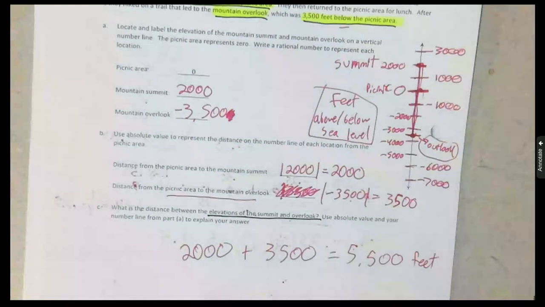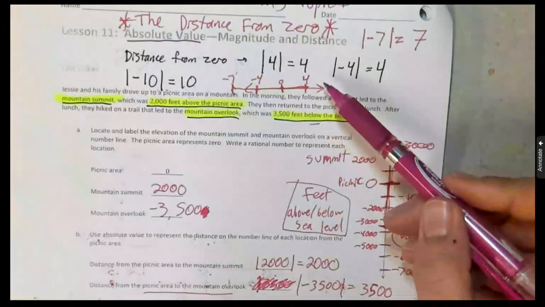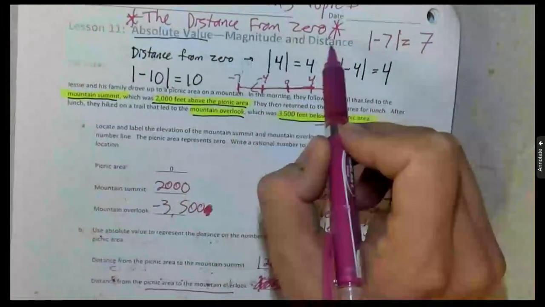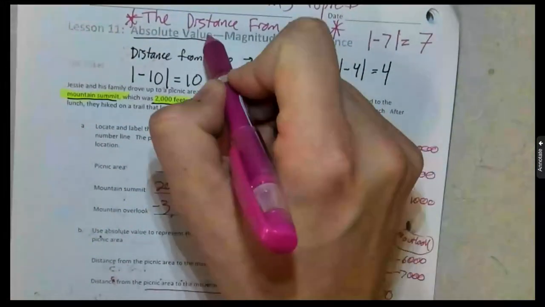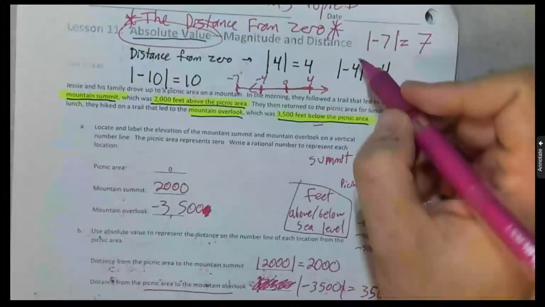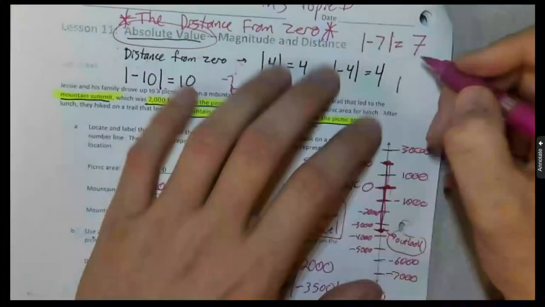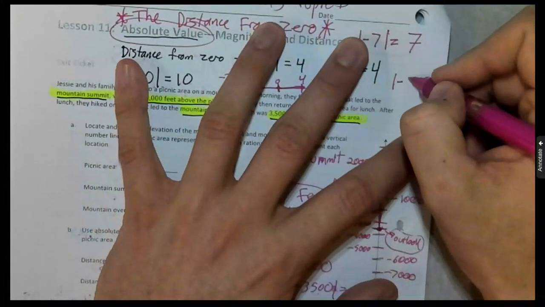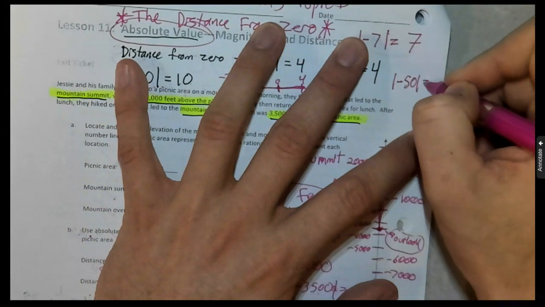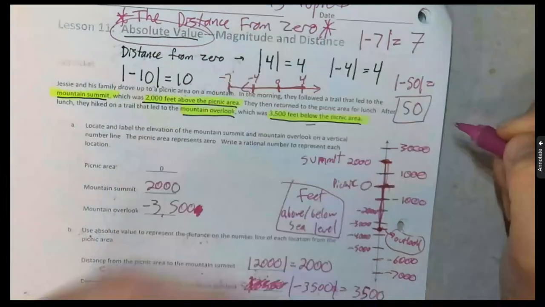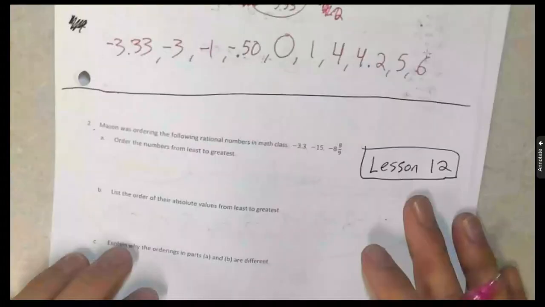Okay, so that is a very brief lesson on magnitude, distance, and absolute value. Magnitude and distance are really just words we'll use for absolute value. And remember, it's just the lines that will show you. So one last example, negative 50, right? The distance from negative 50 to 0 is a distance of positive 50. Okay, so that was lesson 11. We'll quickly move on and do lesson 12.